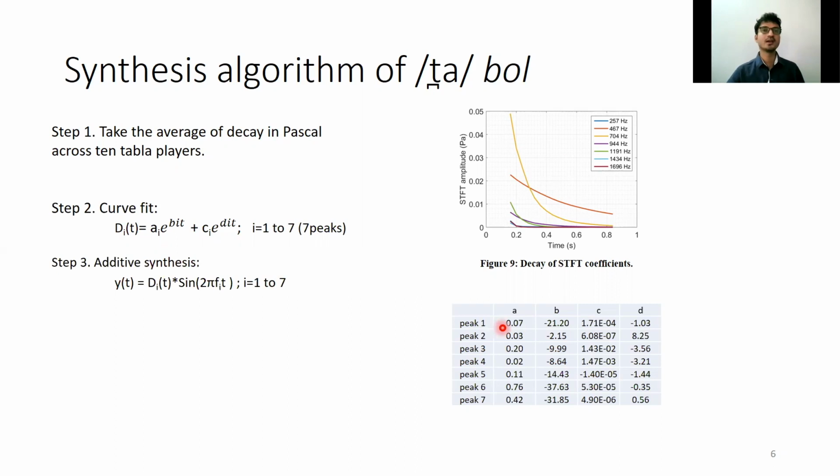Next, additive synthesis is implemented by taking the product of the decay function and the corresponding sinusoidal partial. This yielded the synthesized ta bowl y(t). Our synthesis algorithm converts the ta bowl played by 10 different tabla players on a particular tabla into A, B, C, D coefficients as shown. These coefficients and frequency ratios of harmonics are just sufficient to synthesize a decent ta bowl.